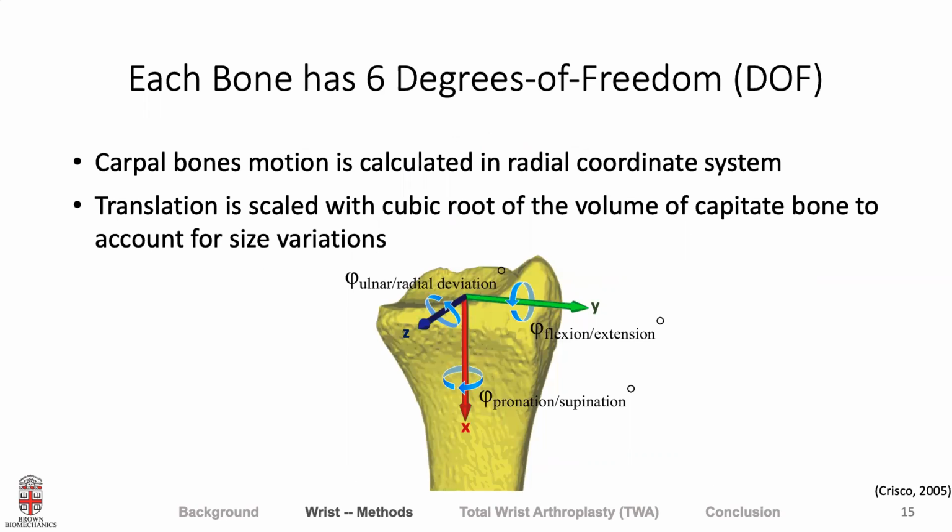To look at the motions, we define carpal bone kinematics in the radius coordinate system, and you can see the definition of rotational components in the image on the radius. Also, all translations were scaled based on the capitate bone volume. This has been shown to make the translations invariant to bone size.